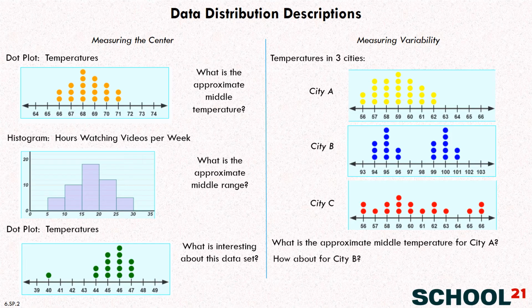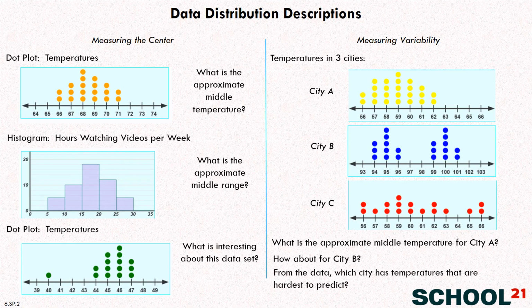Okay. Now, what about for city B? Well, that's a harder question. It seems like the middle of the data would be around here, but there are actually no temperatures in that middle area. What we think of is that city B has 2 middles. We call that bimodal. One middle around 95 degrees and one middle around 100 degrees. And so that's how you would describe city B, is that it seems to have temperatures that are either at one place or the other.